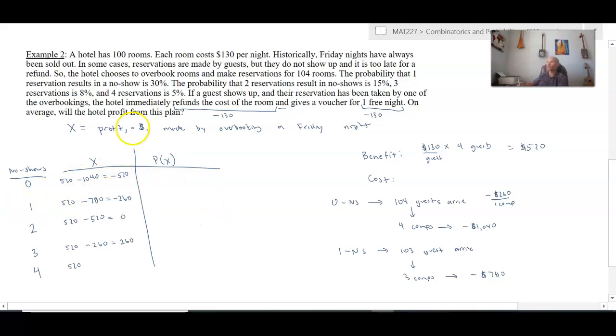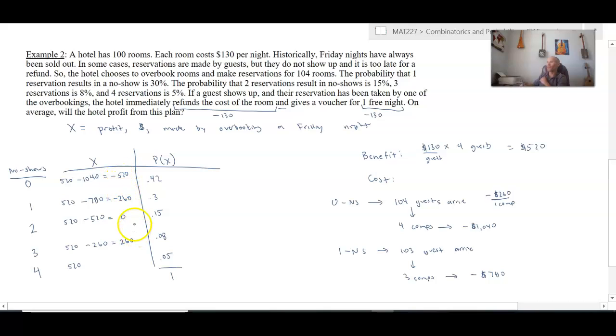Now, the probability that there's 1 no-show, we know, is 30%. Probability of 2 no-shows is 15%. 3 no-shows is 8%, and 4 no-shows is 5%. Since these have to add up to 100%, we can figure out the probability of all 104 guests showing up by taking 1 minus 0.05 minus 0.08 minus 0.15 minus 0.3. So there's a 42% chance that all 104 guests show up. So that's not a really good sign, because that's a high frequency with a high severity.